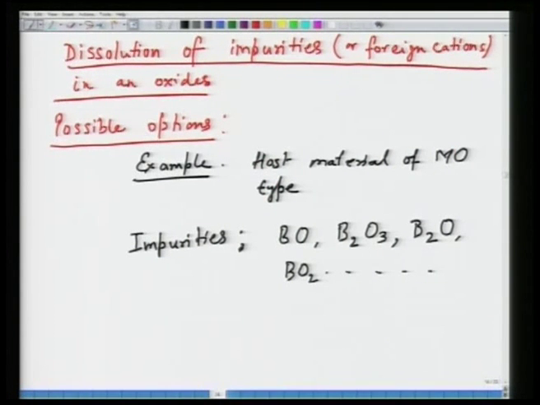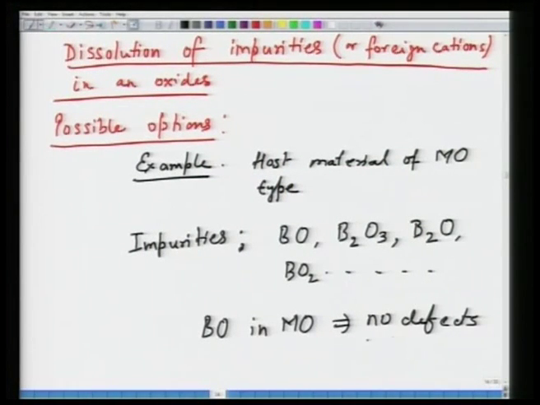Now if it was a substitutional impurity, which means B replaces M on the metal site, in that case you don't have any problem. Oxygen occupies the oxygen site and B occupies the metal site, given that their sizes are not too different. If the sizes were too different, then the host lattice does not accept the impurity that readily. As a result, the impurity is present as a solid chunk inside the material rather than substituting, because it gives rise to massive strain in the lattice. However, if the sizes were equivalent, then BO in MO gives no defects, because the valence of B and valence of M are equal.